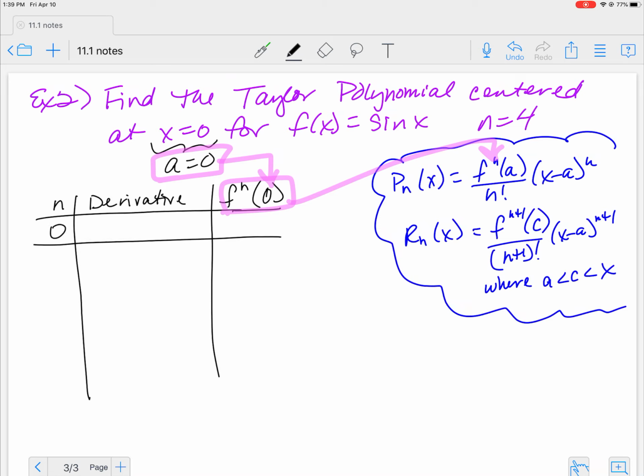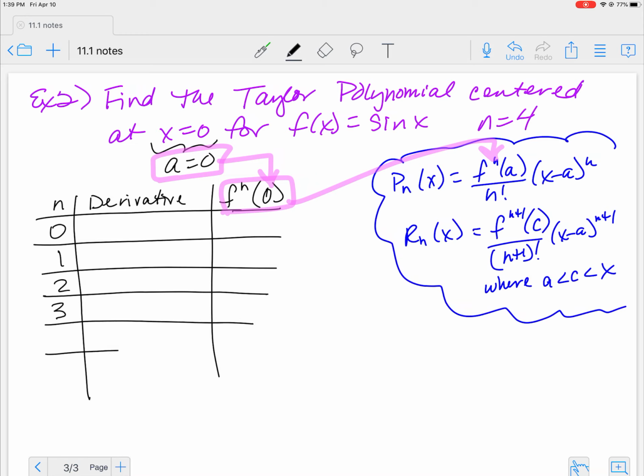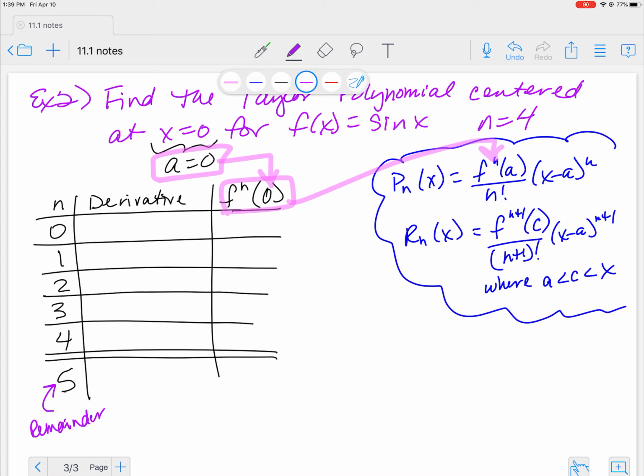So the first one is going to be 0 because it always, always, always starts at 0. Then I have the first derivative, second derivative, third derivative, fourth derivative, and then I put a double line there because the 5th derivative here is going to be my remainder. All right? Okay, so the 0 derivative here is just going to be my function, which is sine of x.